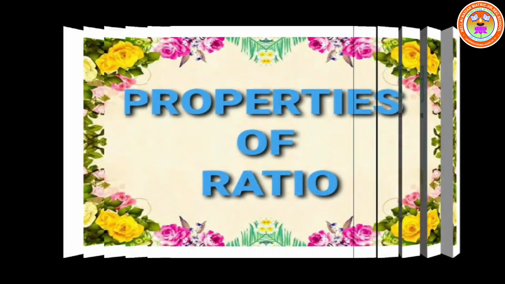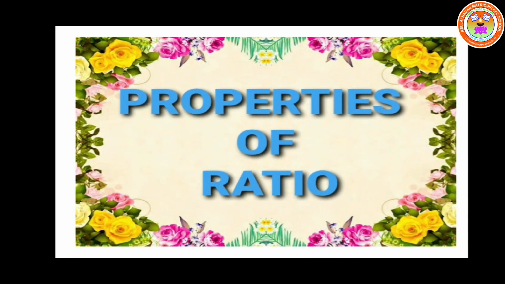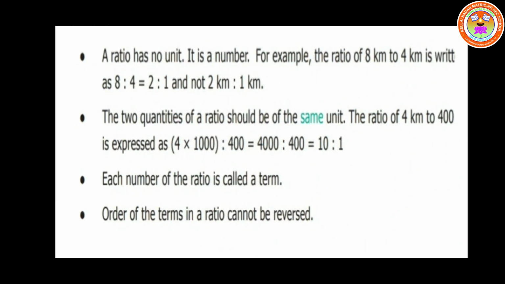Yes. Now let us move on to the properties of ratios. Okay, what are the properties in the ratio? Let us see about this one. Now listen, a ratio has no unit. It doesn't have any unit. It is a number. For example, the ratio of 8 kilometer to 4 kilometer is written as 8:4.